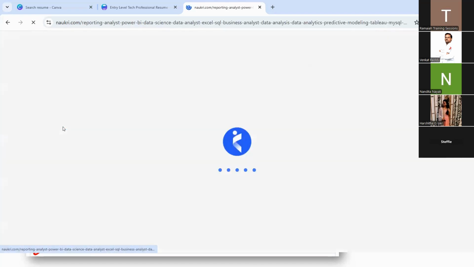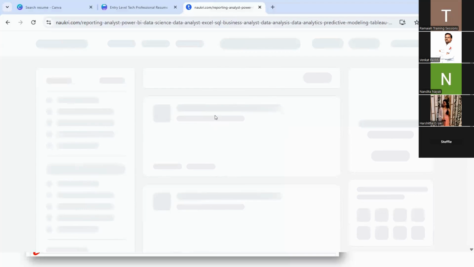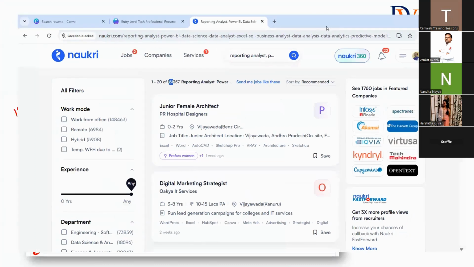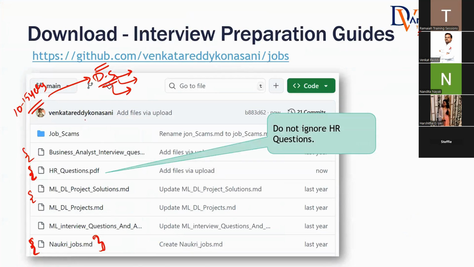So, the list of jobs on Naukri that are available immediately. You can see nearly 1,61,000 jobs related to data science, which you can try to apply for, as many jobs as possible. So these are some of the resources. As I told you, I am going to share this PPT with you. If somebody is looking for these resources, you can download them and go through them.